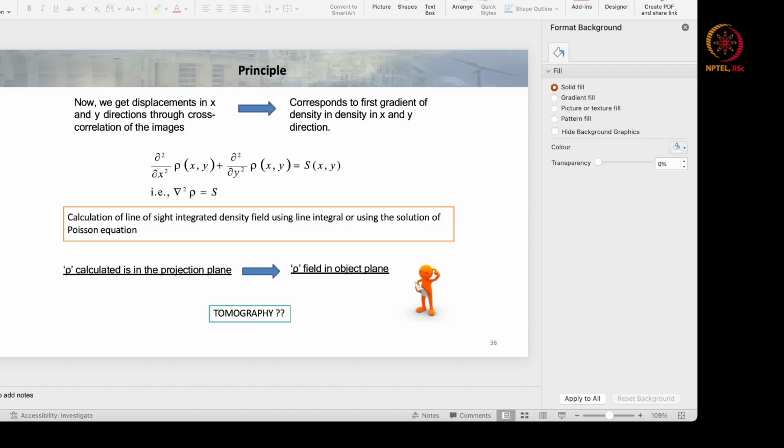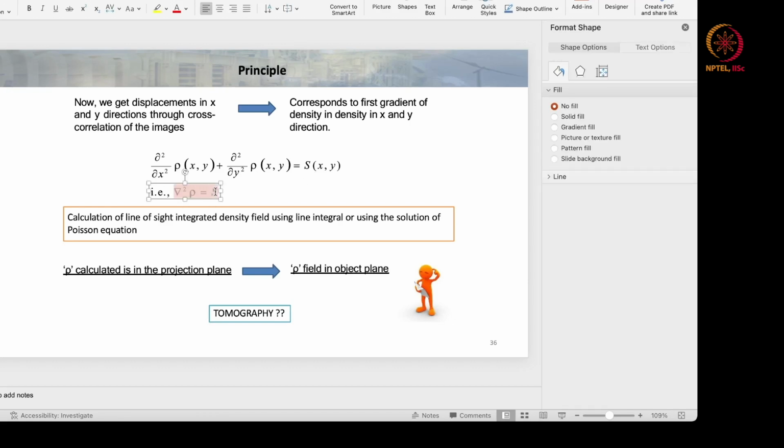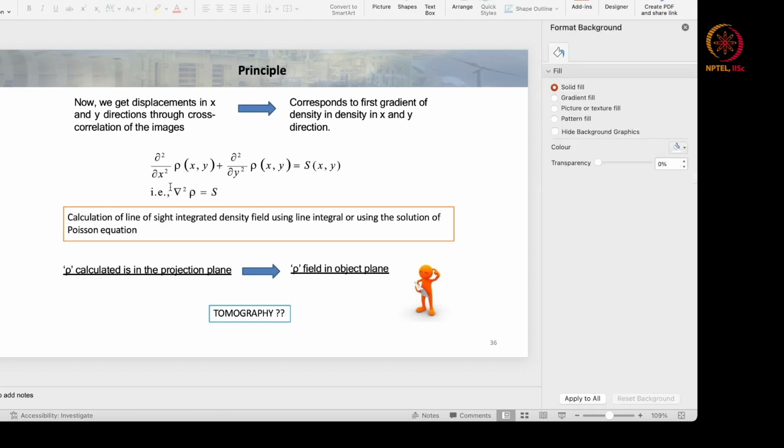Okay, but it is prudent to convert this to a field equation now. If you convert this to a field equation, you get a Poisson's equation. Now this Poisson's equation essentially tells that if you take the Laplace of the density field, which is X and Y, that is equal to some source function in this particular case. So this is the net equation that you are going to solve.